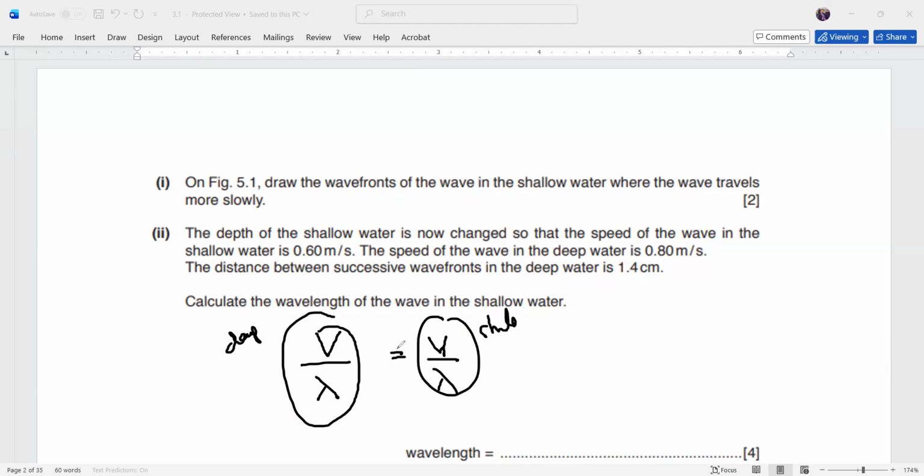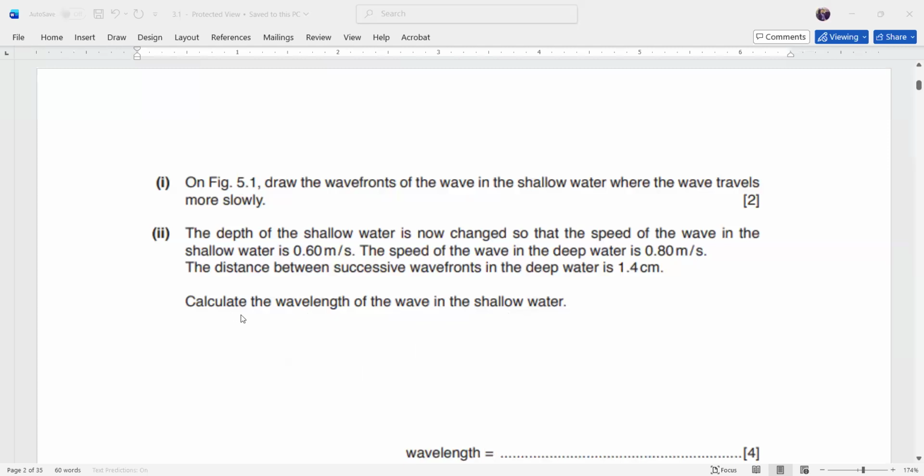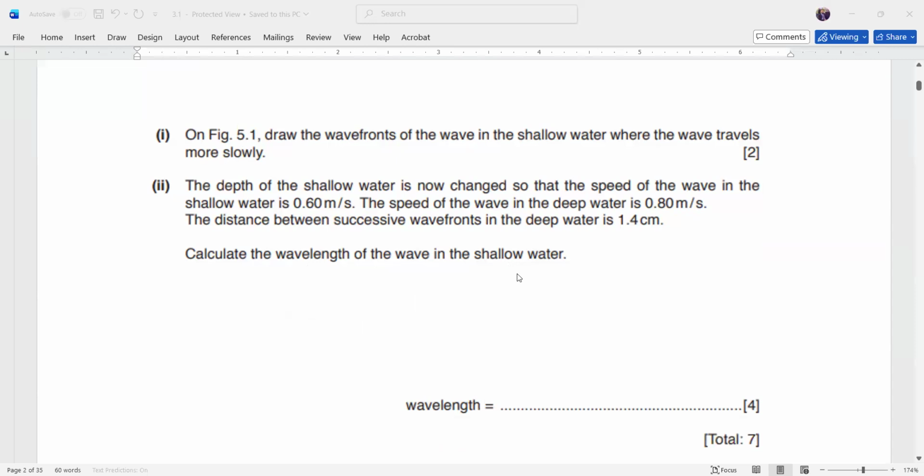So you can also use this formula, v over lambda. And when you're using this formula, there is no need for even a unit conversion. You will get the ratios. Okay. So directly you can use it, or you can first find the frequency in the deep, then use that in the shallow to work out the wavelength in the shallow. Is it clear? Anyone having a doubt in this?